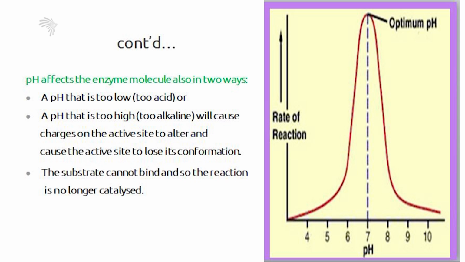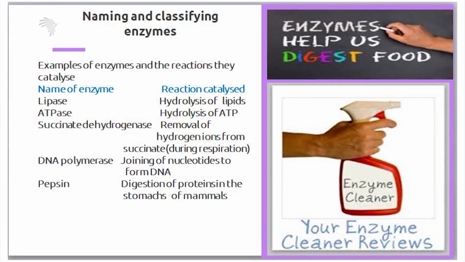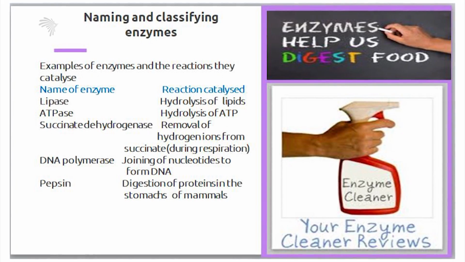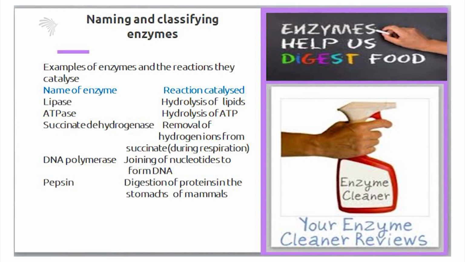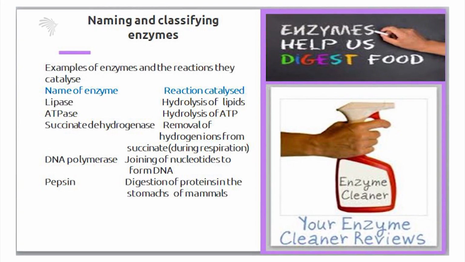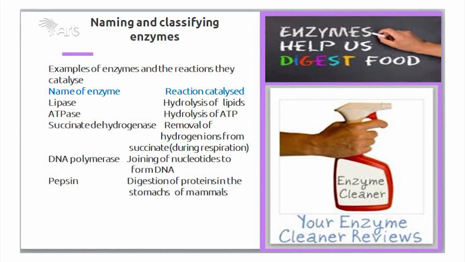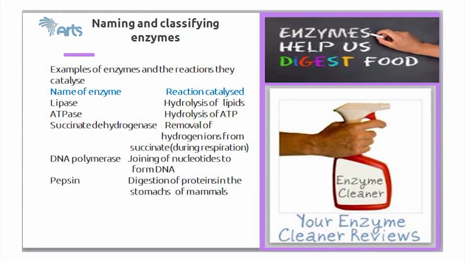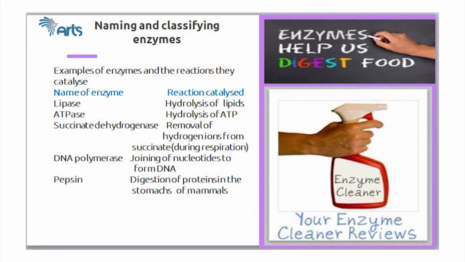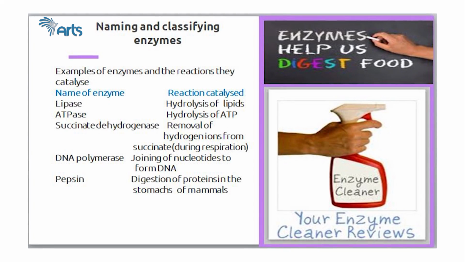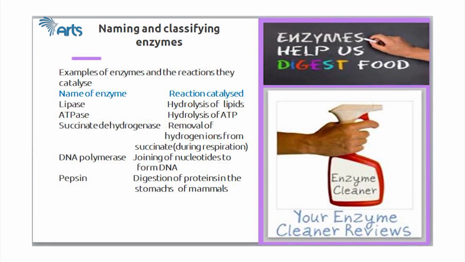So enzymes do have different names, and we're going to look at how naming and classifying enzymes started, with specific examples. First, how they have been classified or grouped into certain categories. Let's look at some examples of enzymes. Lipase catalyzes the hydrolysis of lipids. ATPase is involved in the hydrolysis of the ATP molecule. Succinate dehydrogenase is involved in the removal of hydrogen ions from succinate during respiration. DNA polymerase is involved in the joining of nucleotides to form DNA. Pepsin is involved in the digestion of proteins in the stomachs of mammals.